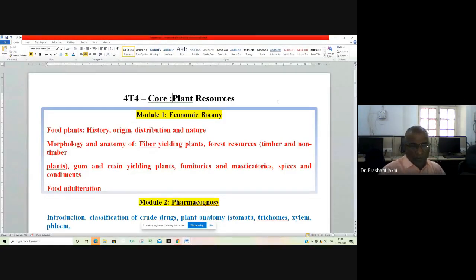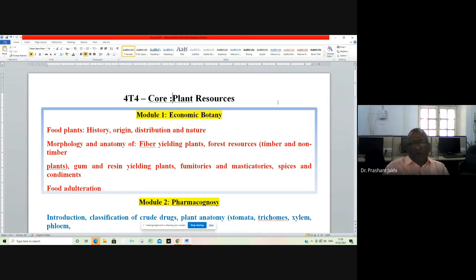In spite of that, as per the guidelines of the university, we are starting from today onwards, and in this semester I have to take your core paper from the fourth semester, the fourth paper or 16th paper, and the title of the paper is Plant Resources.